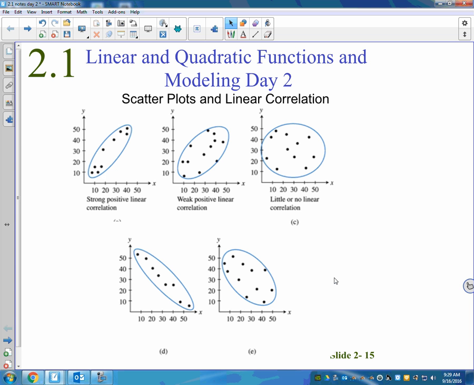Like if I asked you all your shoe size and how many pets you had, probably not a correlation. But if I asked you how tall you are and your shoe size, probably there's a correlation on how tall you are.